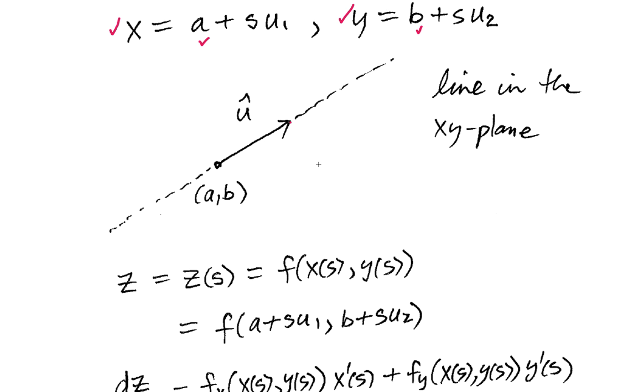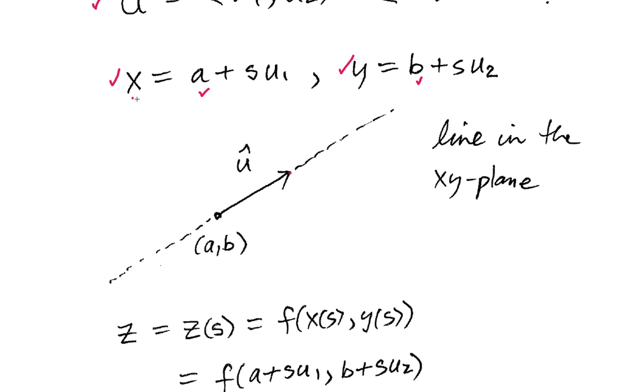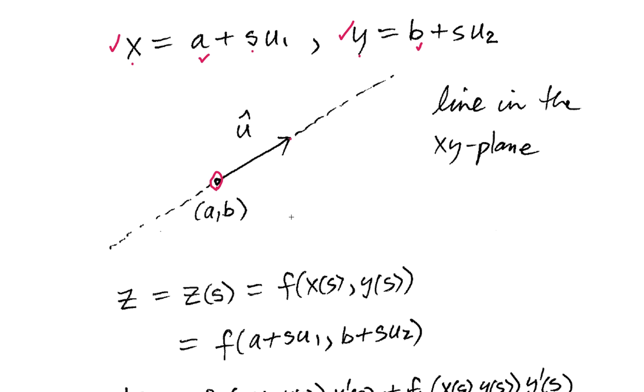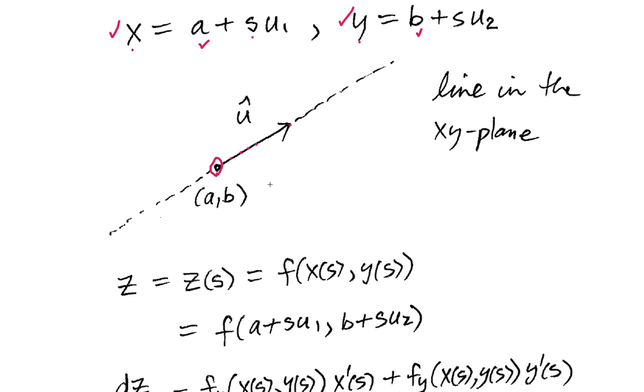Now I'm going to consider x as a function of s, and y as a function of s, because the point (a, b) is fixed, right? That's some fixed point, and u is some assumed particular direction I'm moving. So u is also fixed. The only thing that's varying right now is how far I go out. So if I have s in the positive direction here, I'm moving out here. And then I'm going to evaluate the function at points on this line, at different points. Those points are parameterized by s, right?